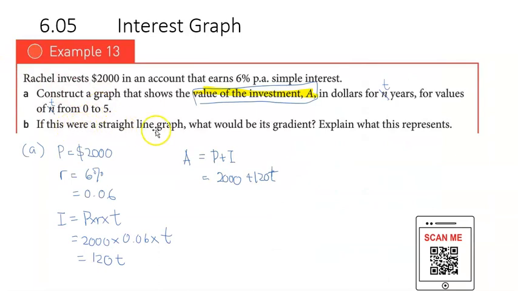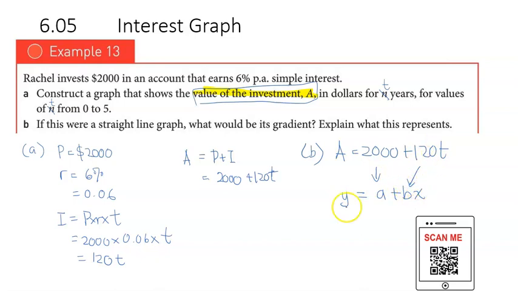So if this were a straight line graph, yes, obviously it's a straight line graph. So what would be the gradient? Okay, so look at this equation again. You have A equals 2000 plus 120t. Do you still remember in chapter 1 what you learned, the least square regression line? Y equals a plus bx, right? Right now it's the same, just the alphabet is different. So your b will be your gradient. Right now your b is 120, which will be your gradient.